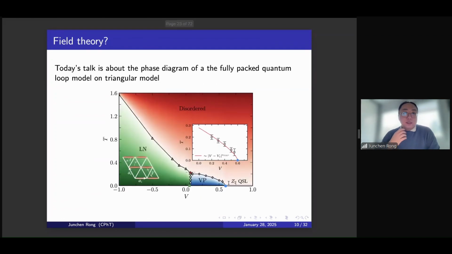So today's talk is about the phase diagram, that is, the phase diagram of the fully packed quantum loop model on the triangular lattice.